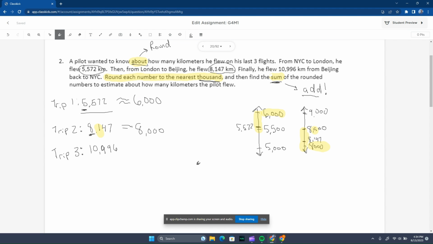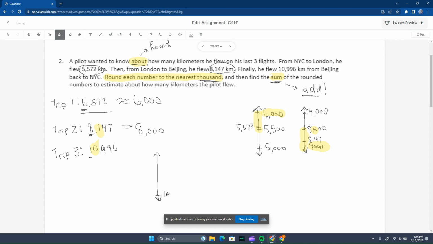Come down here for trip 3. So trip 3, we have 10,996. So we have a digit here in the 10,000s place. No big deal. So again, I'm going to use a vertical number line here for number 3. Identify the digit in the thousands place, which in this case is a 0. Again, these digits in the larger place values are just coming along for the ride.